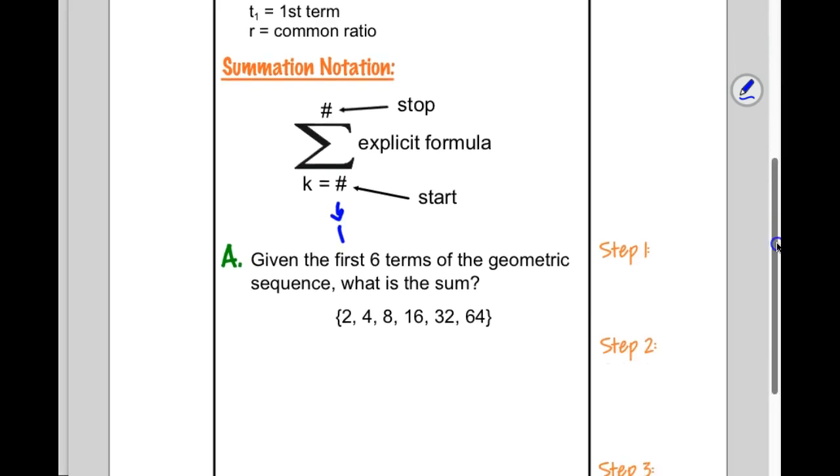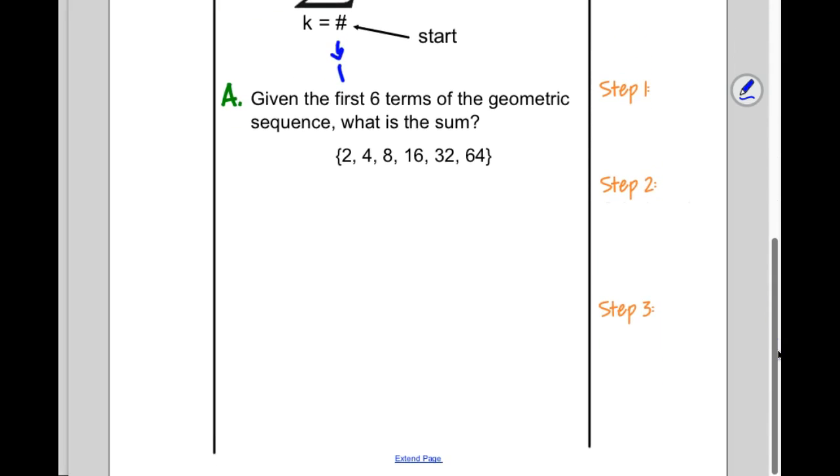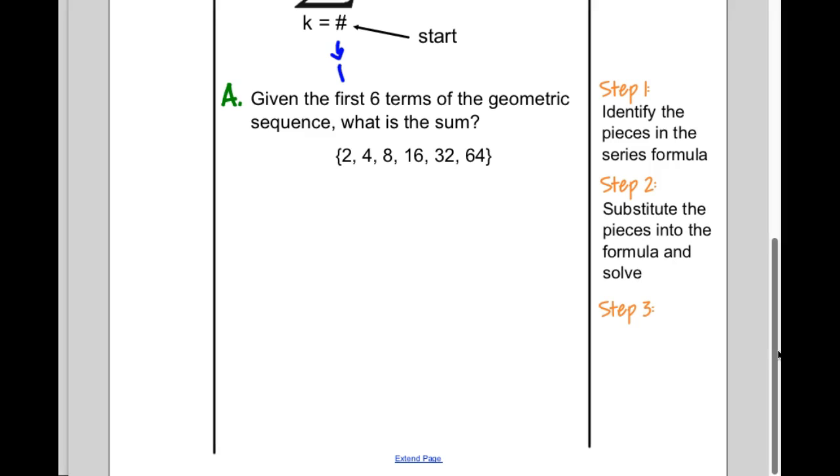So let's try our first problem. So step 1 is going to be to identify the pieces. Step 2 is going to put them into that series formula, and then add up the terms to check. And I know some of you are probably going right now, well, there's only 6 terms there. Why can't I just add them up? That's an excellent question. But what happens if I don't give you the first 6 terms? I give you the first 56 terms. It's going to be a lot faster to simply put it into the formula than to try and just add them up. So we're going to start here with using the formula.